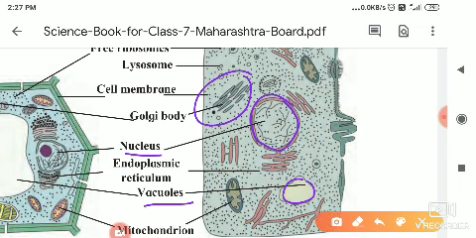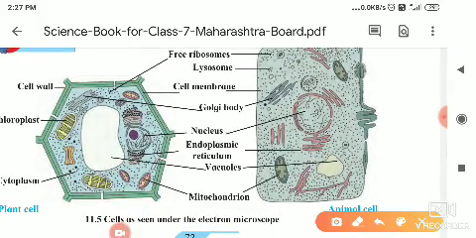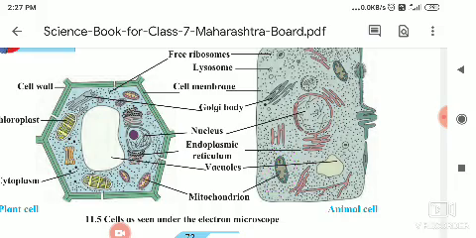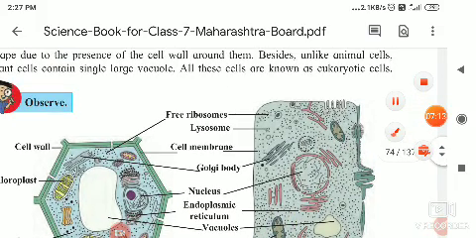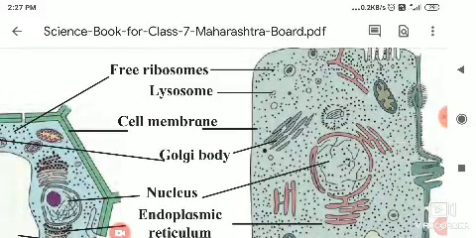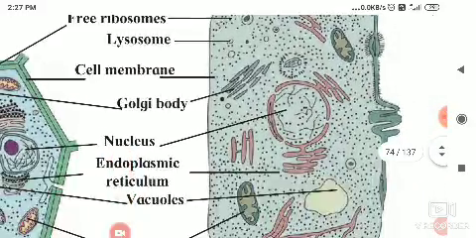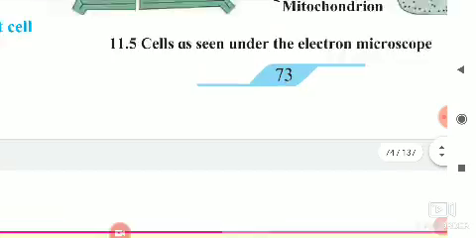These are the Golgi complex. Here the cell wall is absent in the animal cell, and the cell wall is present in the plant cell. But the cell membrane is present in both cells. Then here the mitochondria are shown. These are the mitochondria. If you see here, the free ribosomes are present in both the plant cell and the animal cell. Okay, so that is about the cell structure of the plant cell and the animal cell.